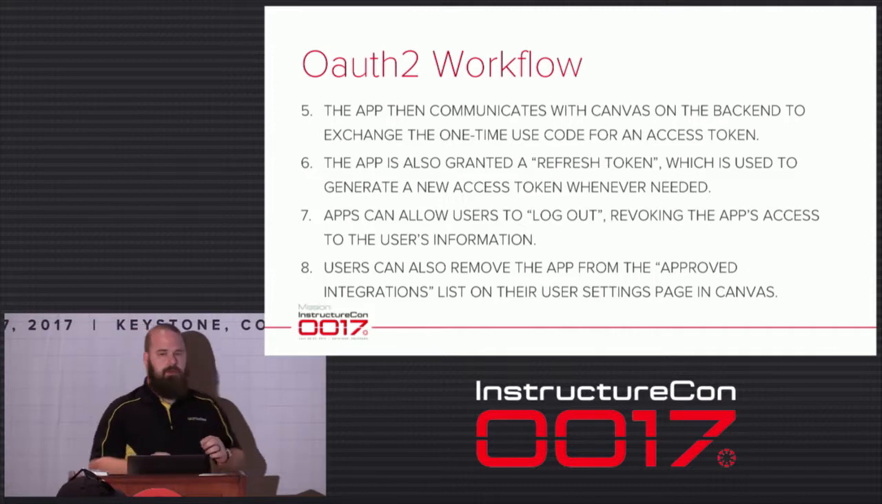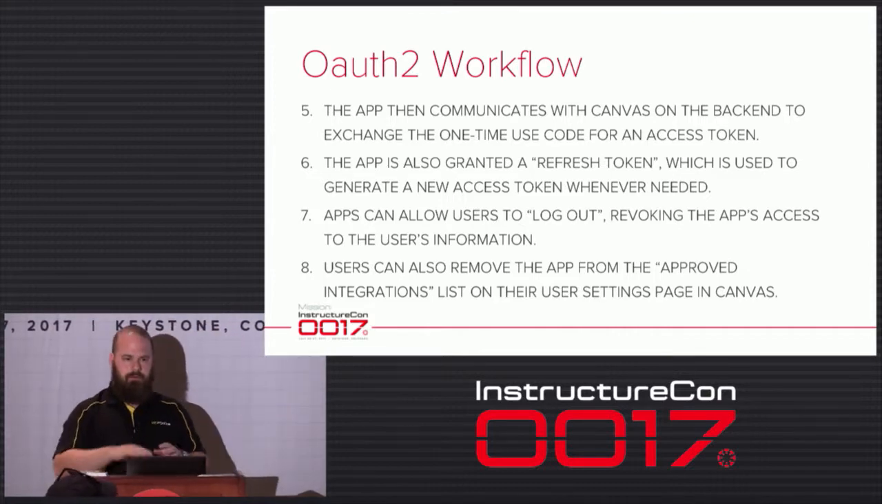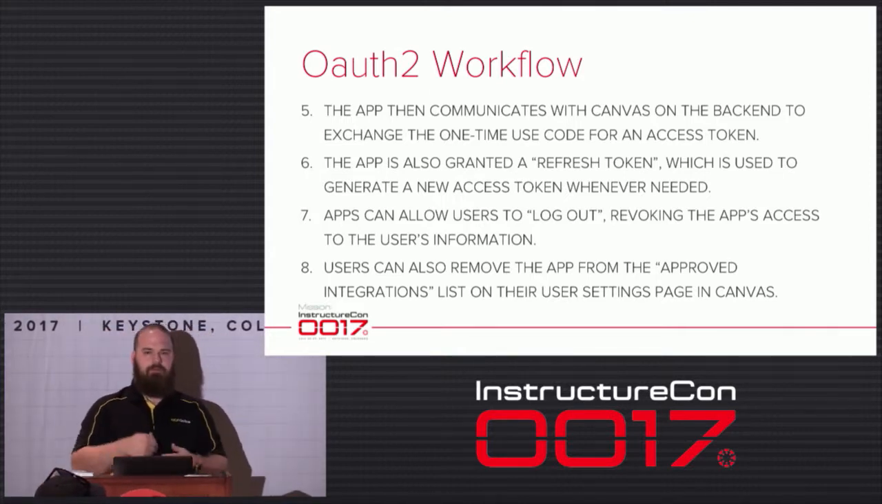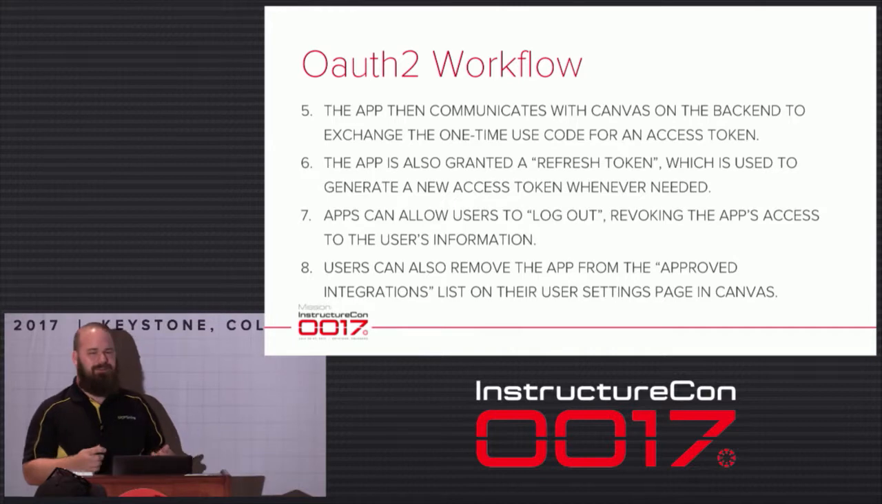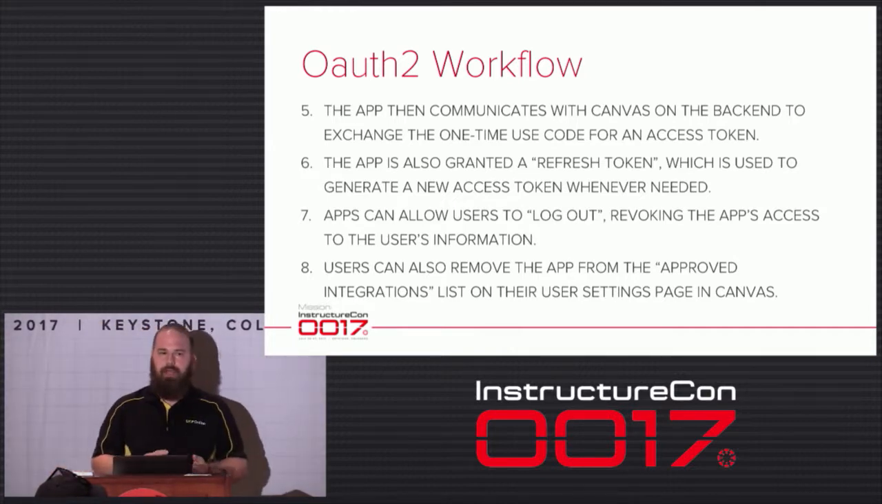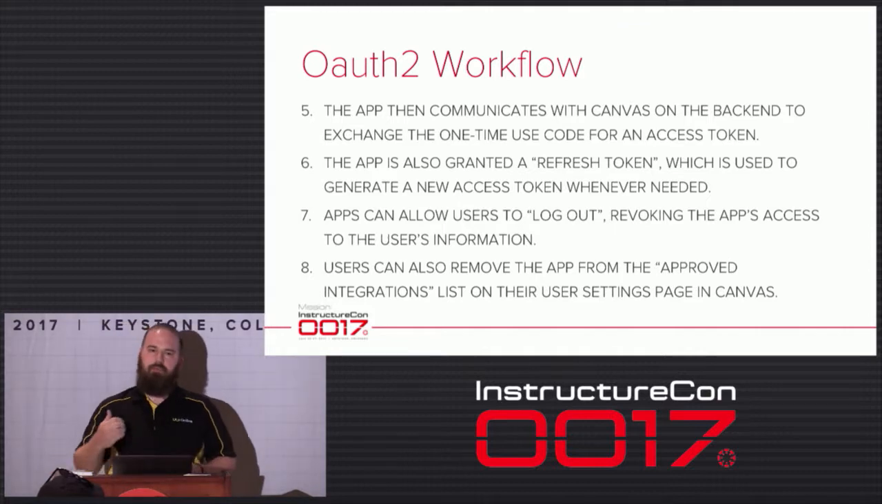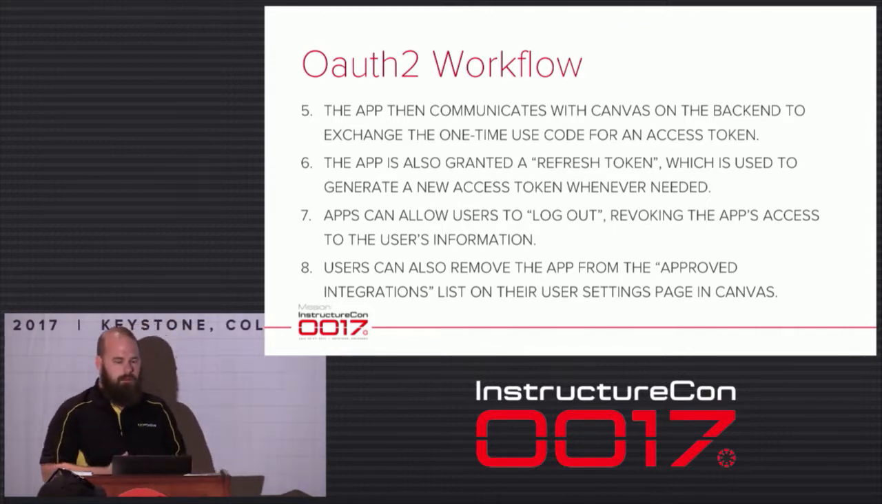The app will then communicate with Canvas on the back end. So independent of the user, this is a server-to-server communication. It communicates with Canvas, sends that one-time use code, and exchanges that one-time use code for an access token, which is what I was talking about before, the API key, as some people call it. So now that application has an API key for that user, meaning that everything they do looks like it's that user.